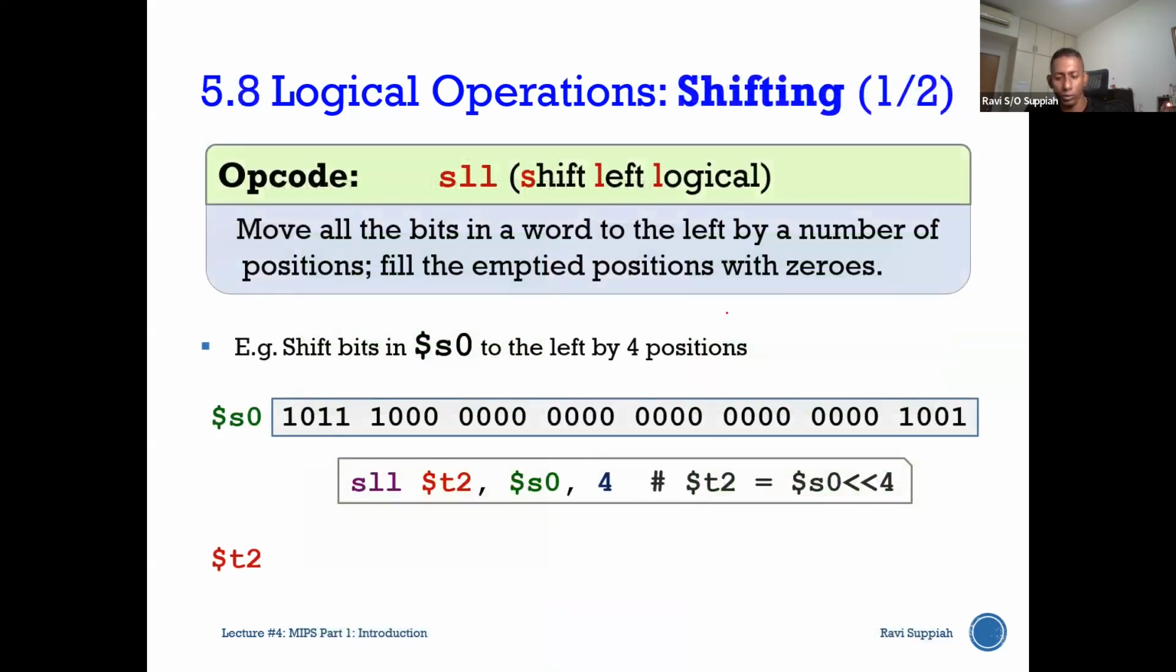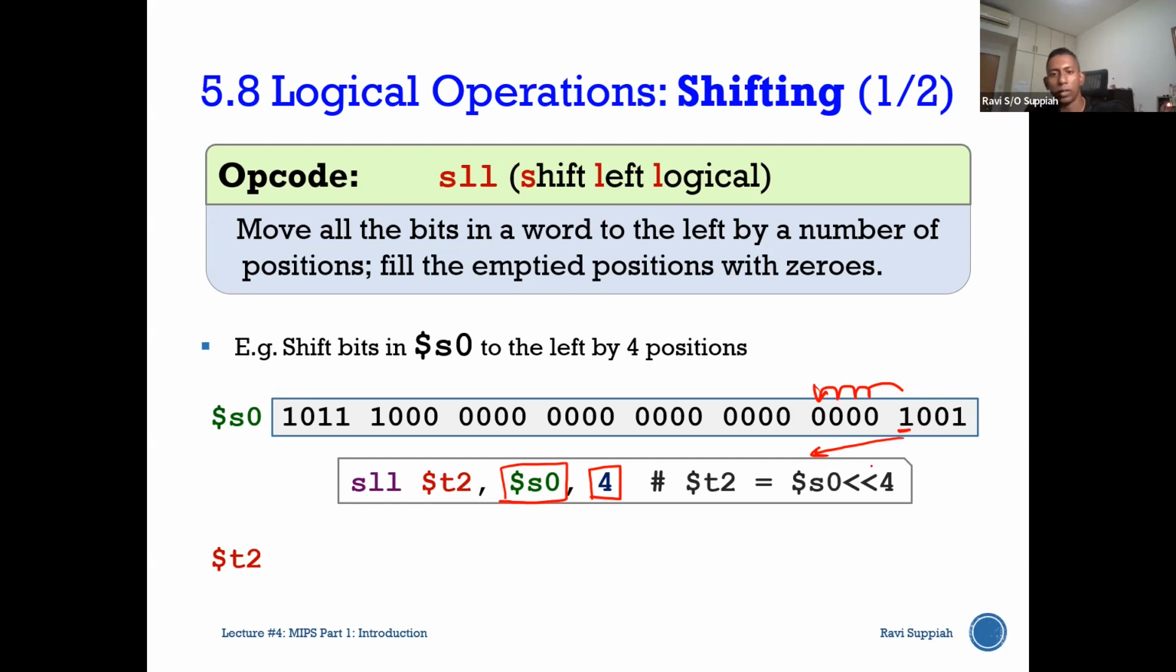So let's look at how some shifting operations can be done in MIPS. If I do SLL, that is shift left logical, that means I'm going to shift all the bits to the left. Let's look at this example. I have a register S0, and I'm going to do a shift of 4 bits. That means this bit over here is going to shift to the left by 4. So 4 means 1, 2, 3, 4. It will come here.